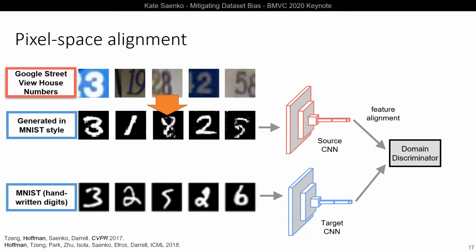Or we can additionally add feature alignment, just what I've described earlier, on top of this pixel space alignment, with the same kind of feature alignment technique that I just described. So we can do both, and actually we found that doing both can help with improving accuracy on the target.